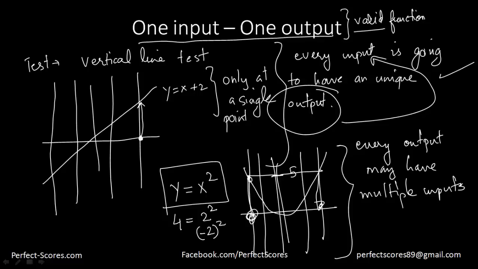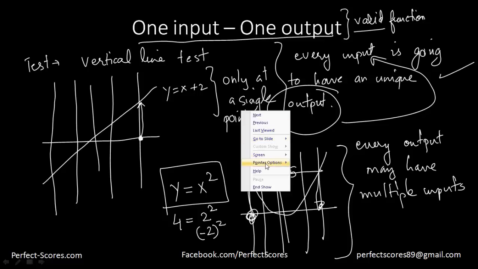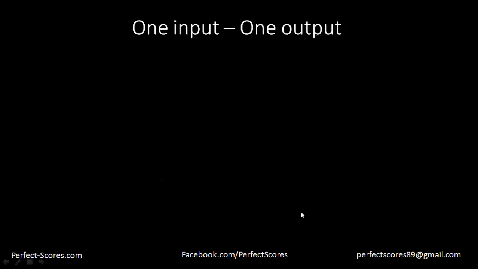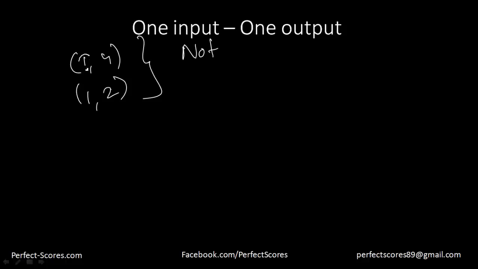So if I talk in terms of sets, let's suppose (1, 4) and (1, 2), this function will not be a valid function. Why? Because as you can see, a single input is associated with different outputs.